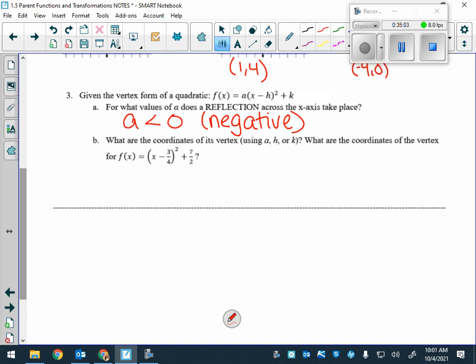And for B, what are the coordinates of its vertex using A, H, and K? What are the coordinates? What do we got? Who has that one? Eleanor? Okay, HK, and what are the vertex? Good. Okay. The vertex is HK always. The vertex here is 3/4 and 7/2.